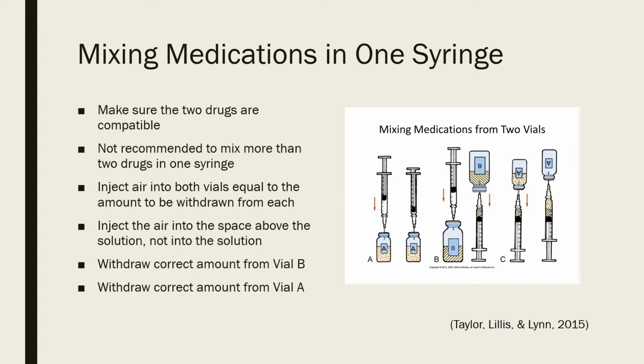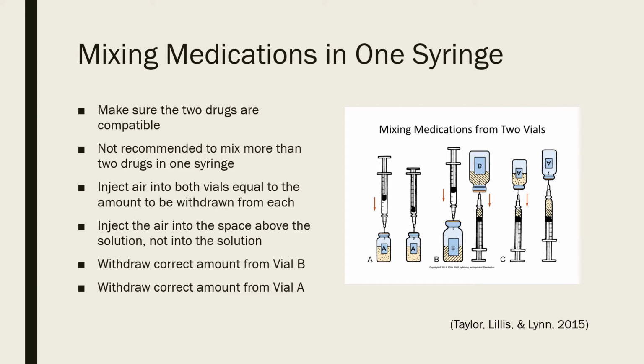Okay, so you can mix medication in one syringe. The first thing you want to do is make sure that the two drugs are compatible. There are ways that you can find this out. You can look on your Nursing Central. Most units in the hospitals have charts or some place that you can go and look up the medications to make sure that they're compatible in a syringe. You don't want to mix more than 2 drugs in one syringe.